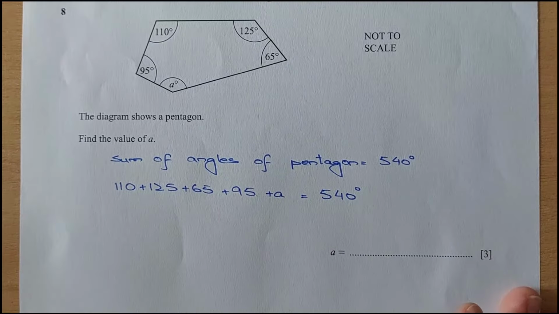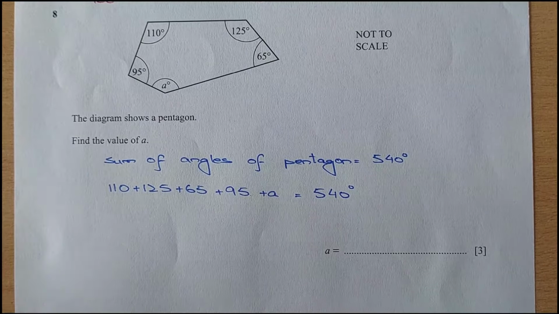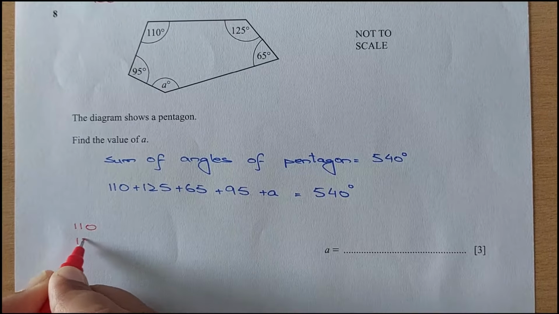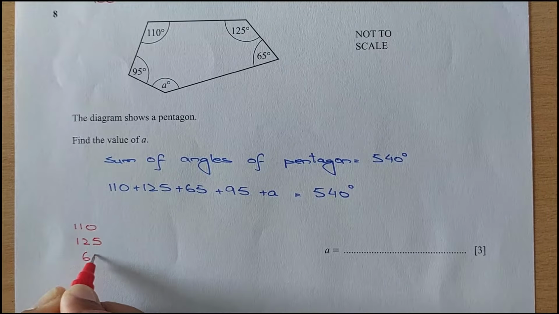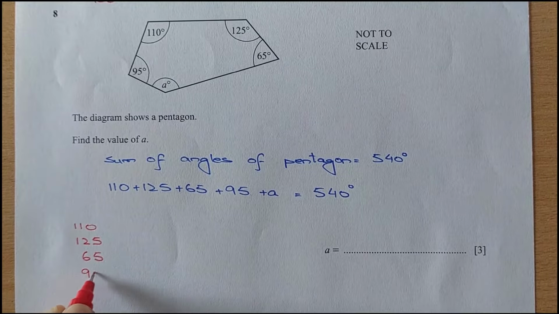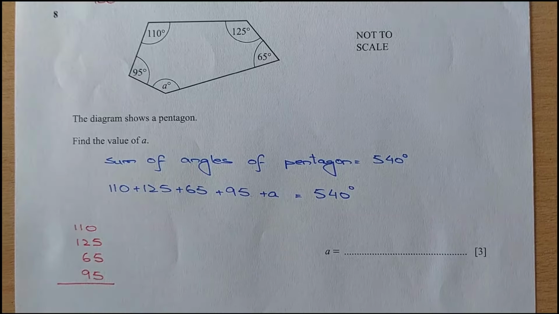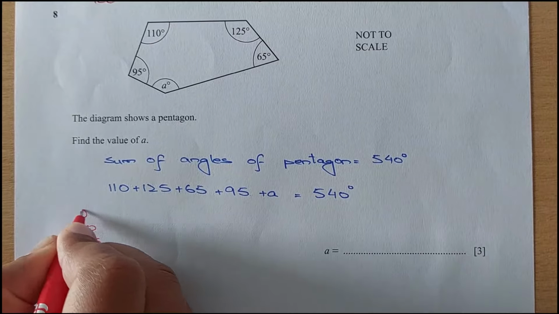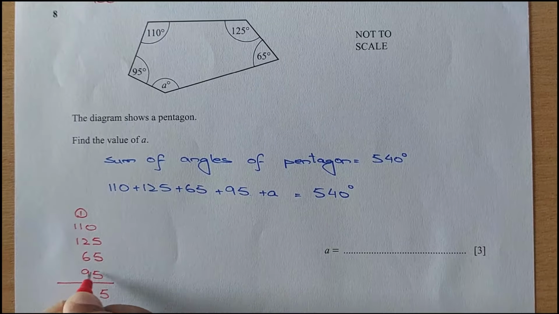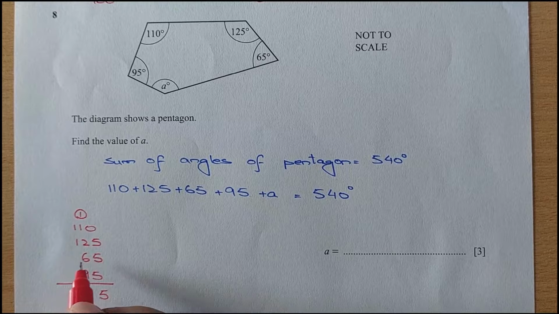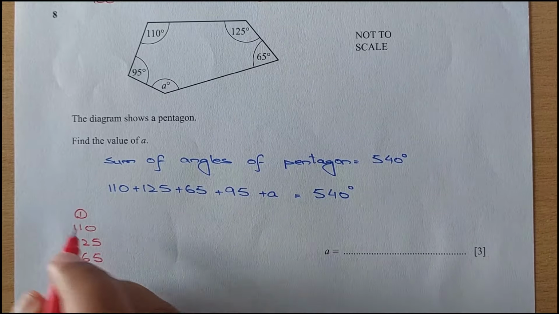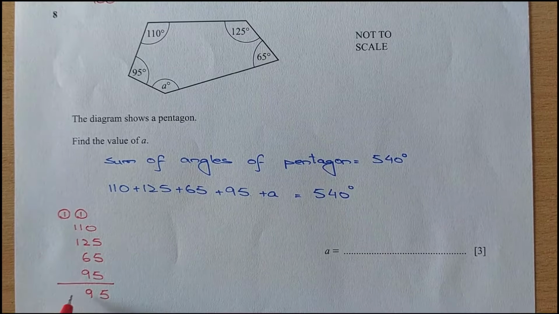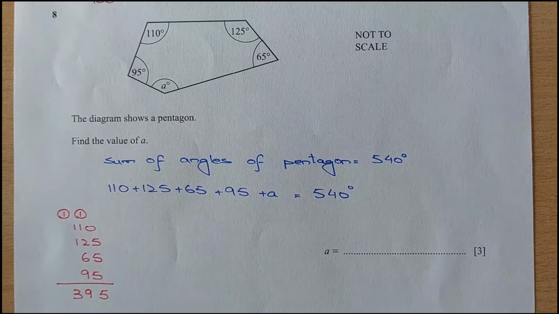Okay, so first let me add the angles and then shift A to the right side. So 110, 125, 65 and 95. Okay, so 5 plus 5 is 10, 10 plus 5 is 15, so we have 1 and 5 here. This 9 and this 1 would be 10, 16, 17, 18 and 19. So 1 and 9 and 1 plus 1 plus 1 is 3. So 395 is the answer.